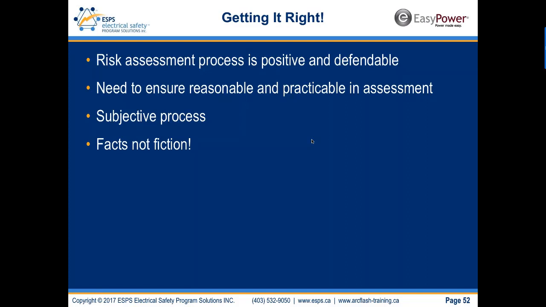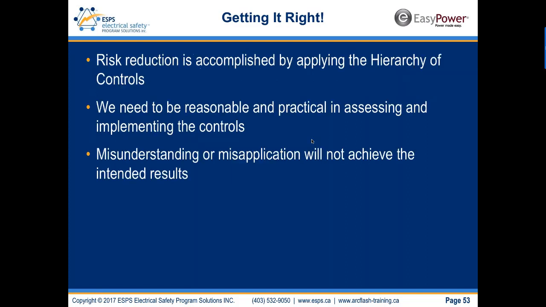It is a subjective process, so that's where you could skew off and have an opinion that may say it's high risk when it's possibly not. And we've got to make decisions based on facts, not fiction. So the risk reduction is accomplished by applying the hierarchy of controls. We need to be reasonable and practical in assessing and implementing those controls. Misunderstanding or misapplication will not achieve the intended results, which is ultimately having the risk level reduced to as low as reasonably practicable for the qualified person performing the energized electrical work task that we need to have completed.